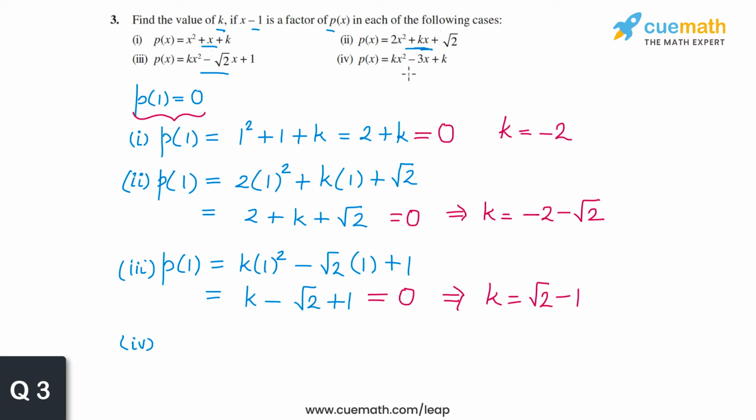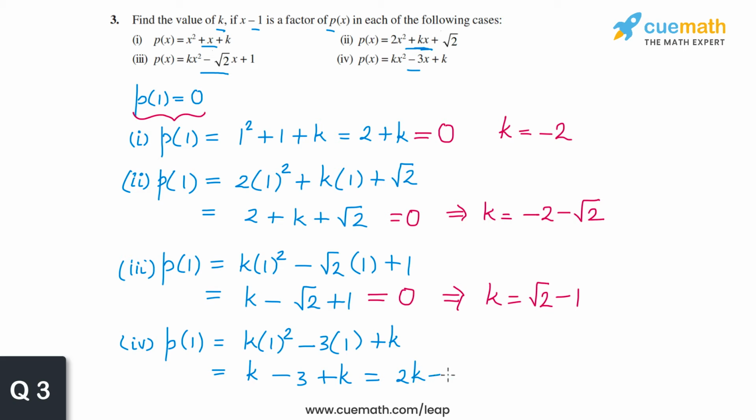Now let's go to the fourth part. In the fourth part, p(x) is kx square minus 3x plus k. So p of 1 will be equal to k times 1 square minus 3 times 1 plus k. So this is equal to k minus 3 plus k, or this is equal to 2k minus 3. Now again this needs to be equal to 0, which means that k has to be equal to 3 by 2 for x minus 1 to be a factor of p(x) in this case. So this solves question 3 of the exercise.